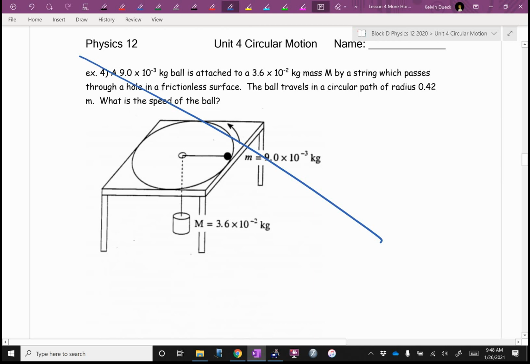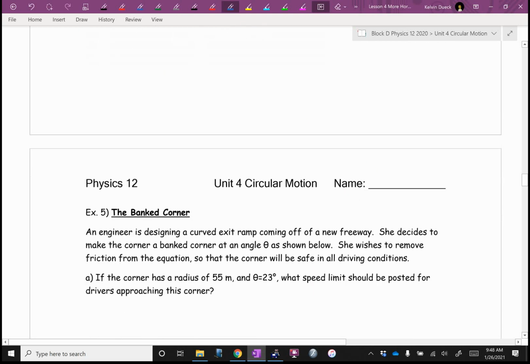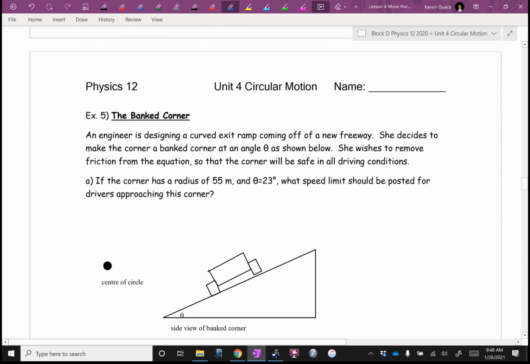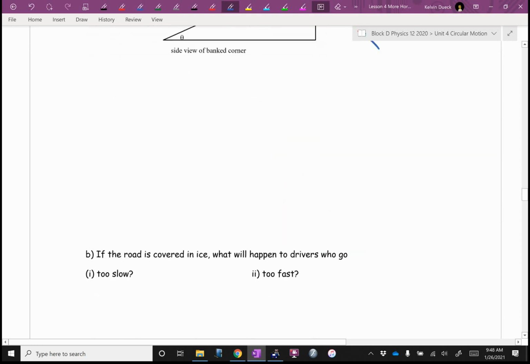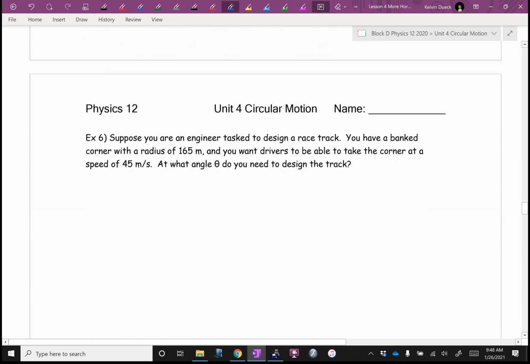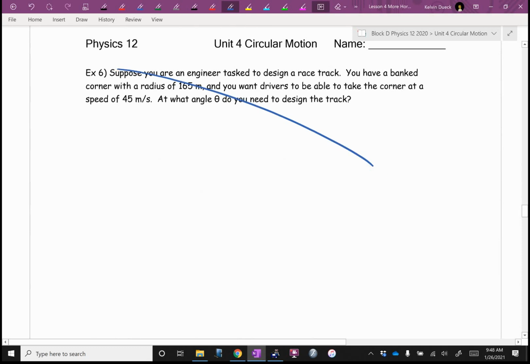Gonna skip example 4. And normally I look at the banked corner. This year I'm gonna skip the banked corner even though it's totally cool. So we're going to skip example 6.